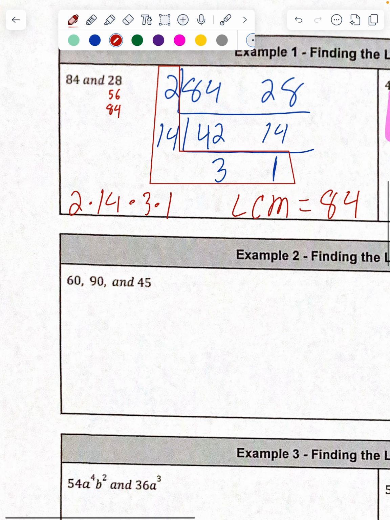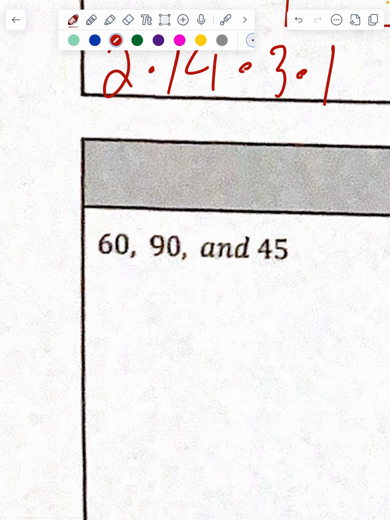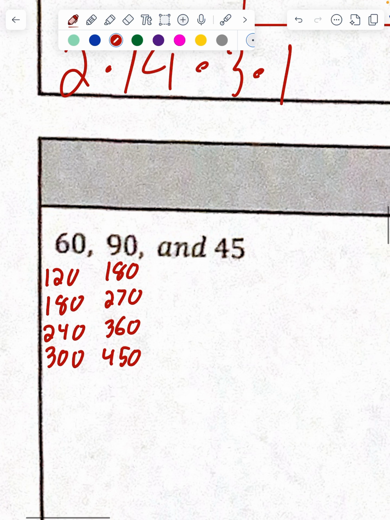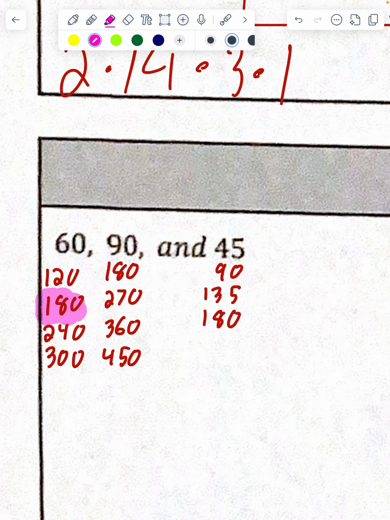So if we're counting by 60s, we'll use 60 as our first group, and then 120, and 180, and then 240, and then 300. Let's count by 90s. 90, 180. Hey, I already see a pair there. 270, 360, 450. And 45. Then we end up with 90, 135, 180. Hey, look, right there. Automatically, our LCM is going to be 180.